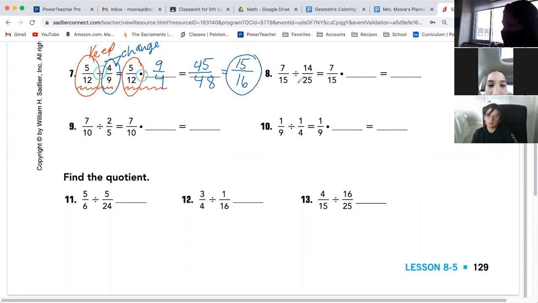Help me keep, change the next one, okay? Keep, change. And we change this one. What are we changing it to? What's the reciprocal? What are we changing it to? 25/14. Yes.